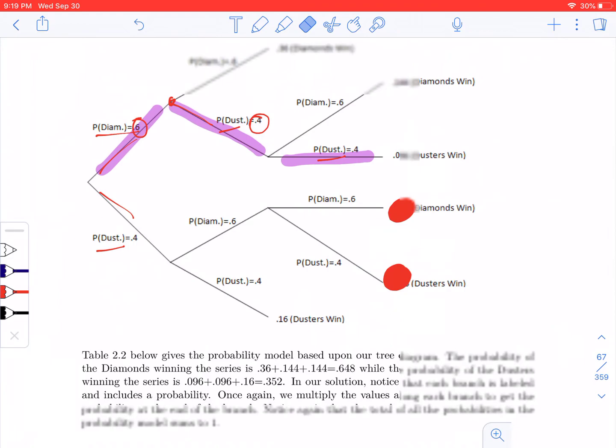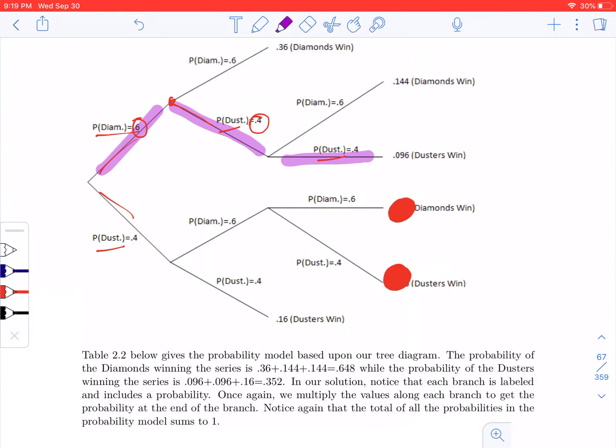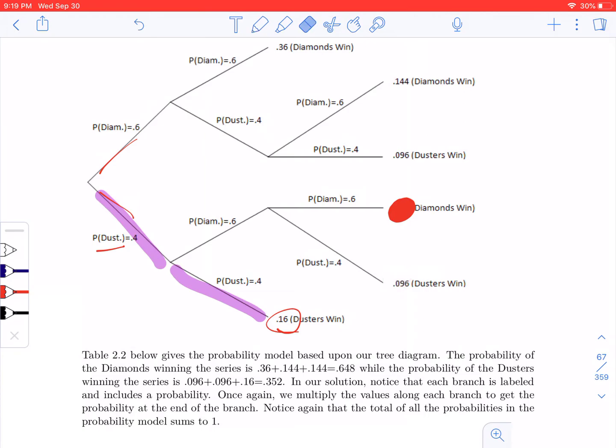And again, we can come down here and look at, similarly for the Dusters, what would happen if they were to sweep the series. They win the first one 40%, win the second one 40%. So together, it's 16%. And likewise, the Diamonds coming from behind, winning the second, winning the third match, that would be 14% of the time. And then we would have the Diamonds winning, and then the Dusters winning the third and final, taking the series, and that would happen 9.6% of the time.